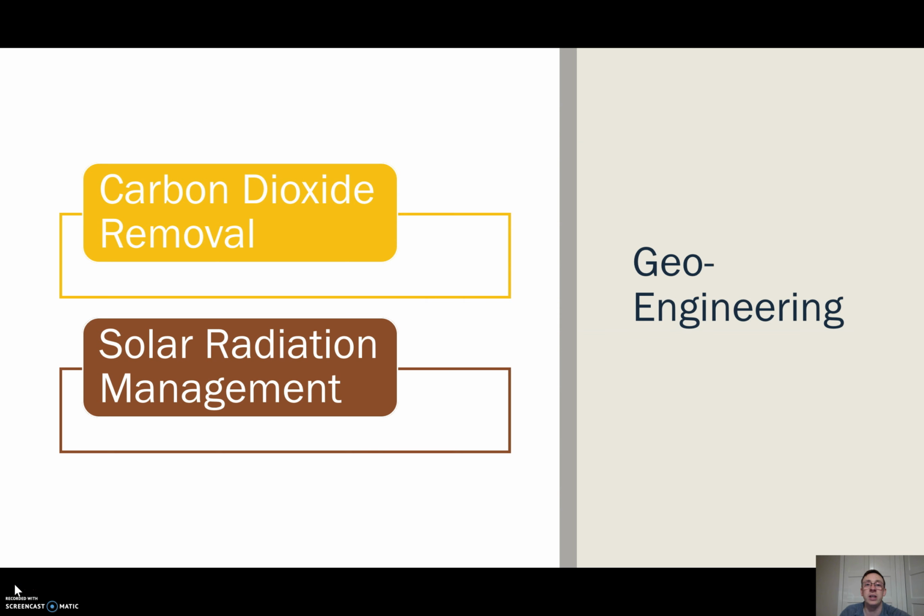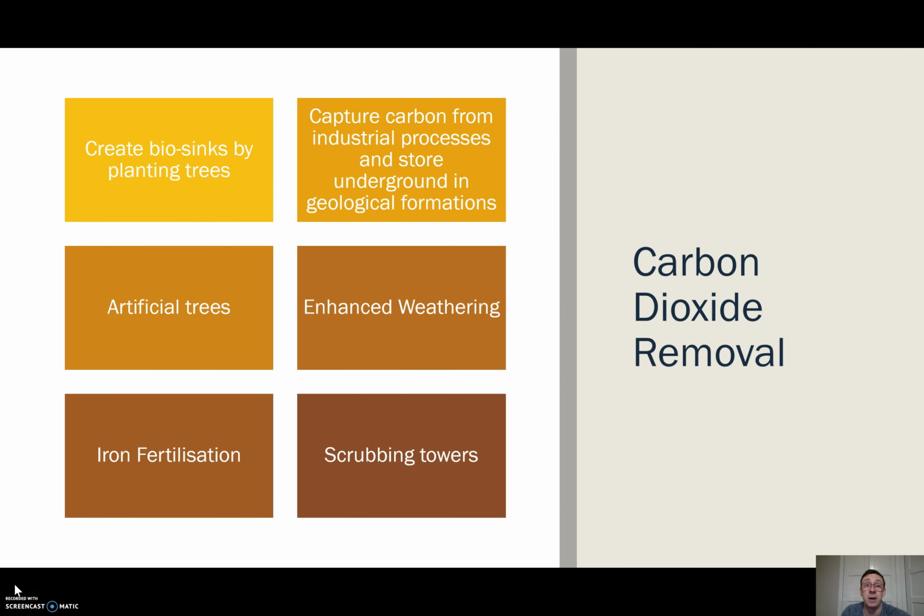Now, with geoengineering, I say there's two things we're going to look at: carbon dioxide removal and solar radiation management. Now, carbon dioxide removal, there's a couple of different things that we can do here. You create biosinks by planting trees. We talked about this earlier. You plant trees, they take in carbon dioxide, takes it out of the atmosphere. You can look at creating artificial trees to do this process as well.